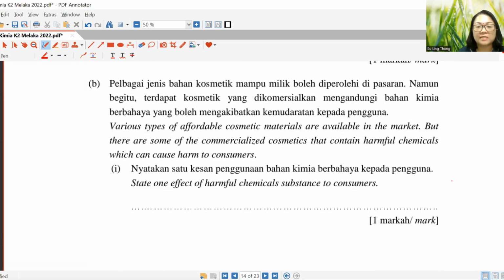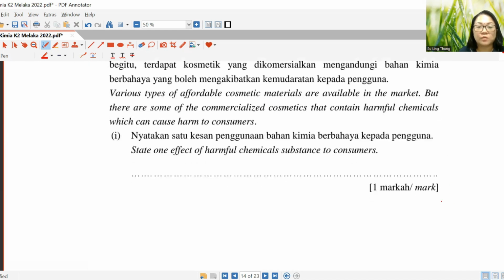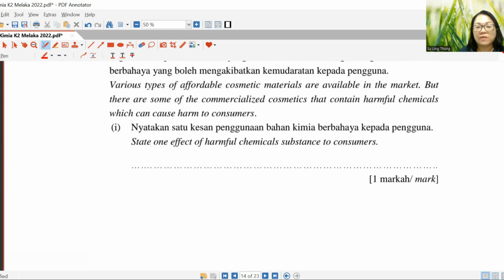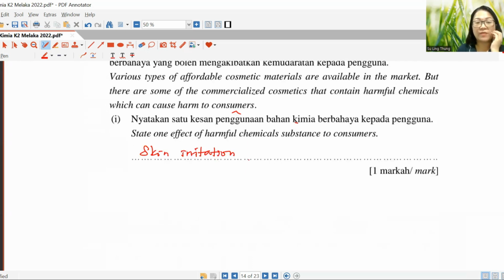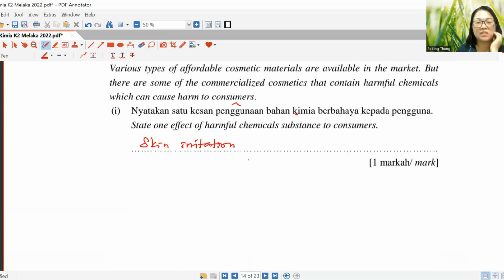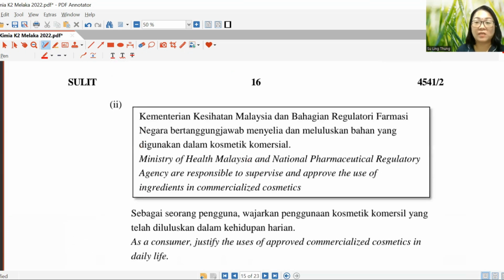Now, B, various types of affordable cosmetic materials are available in the market, but there are some commercialized cosmetics that contain harmful chemicals which can cause harm to consumers. 1. State one effect of harmful chemical substances to consumers. One of it would be, normally very basic, skin irritation. Okay, because some cannot take it. The face will start getting itchy and then become reddish.